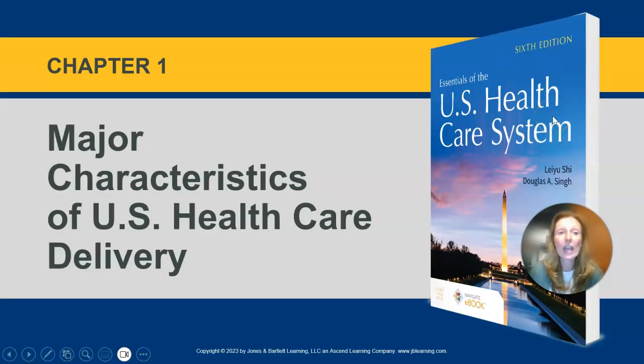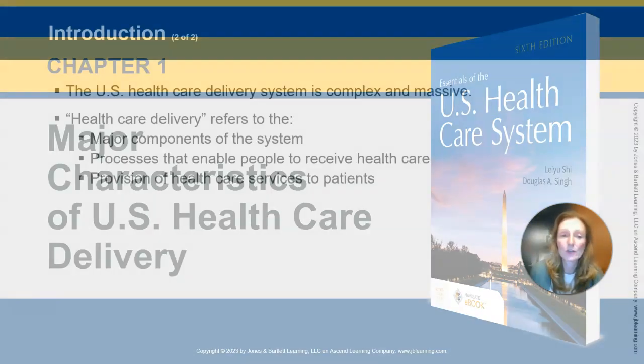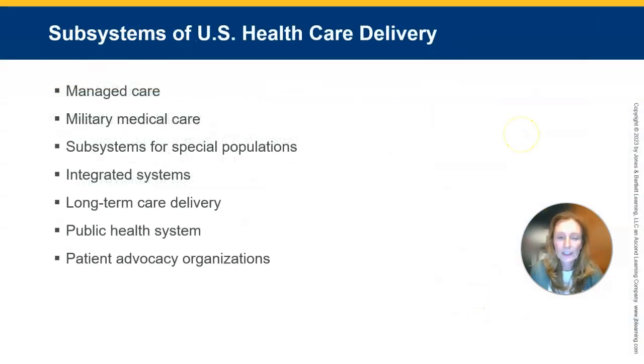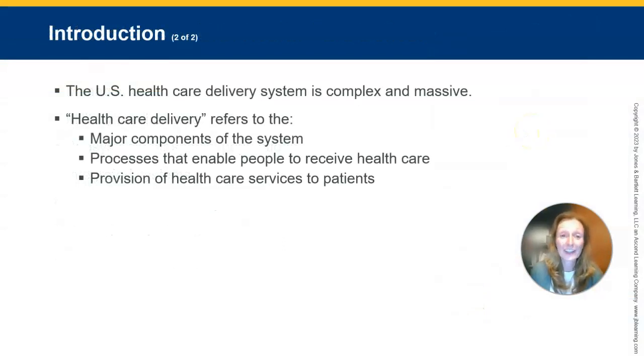So getting back to Chapter 1 and Module 1 of the Diane Singh textbook, Essentials of the U.S. Healthcare System. What are we going to review and read about this module? It is an introduction that the U.S. healthcare system is a complex and massive system. So healthcare delivery, just thinking about it, what are the major components of the system? What are the processes that enable people to receive healthcare and the provision of healthcare services to patients?